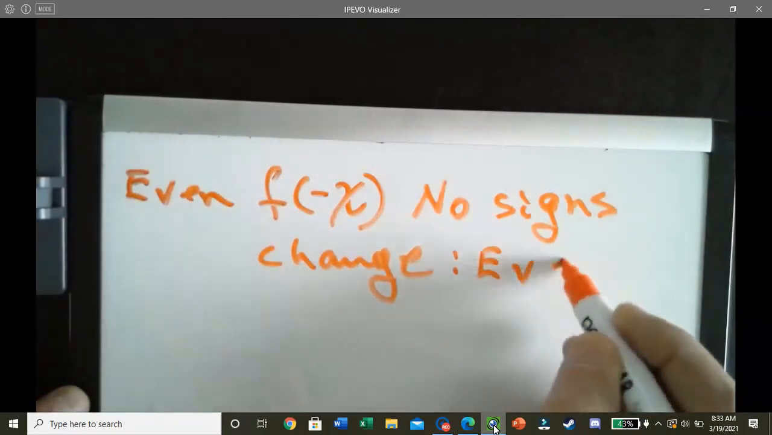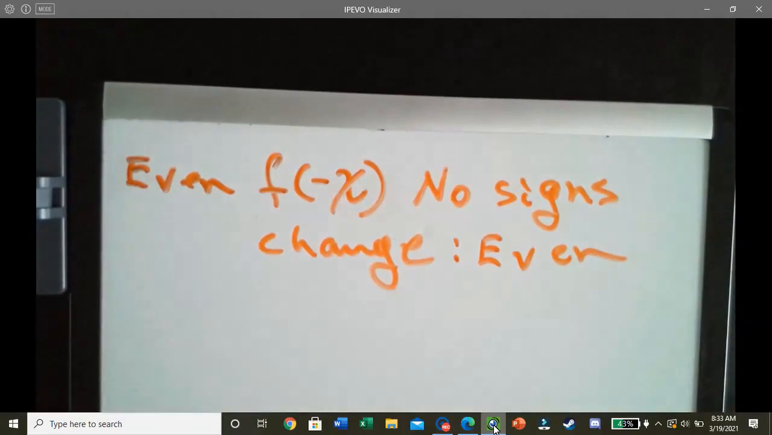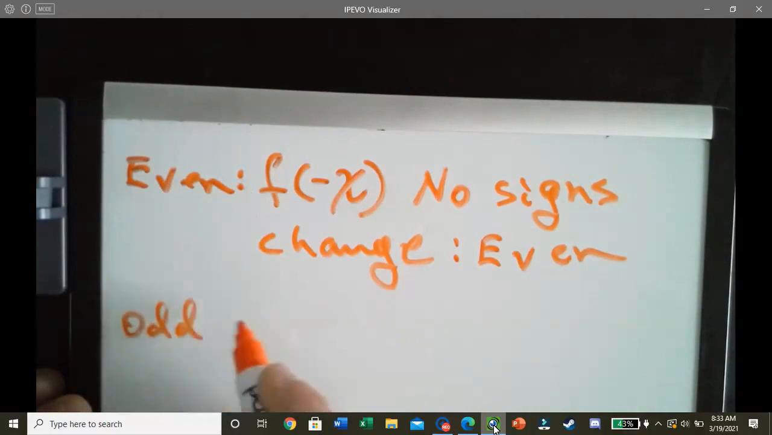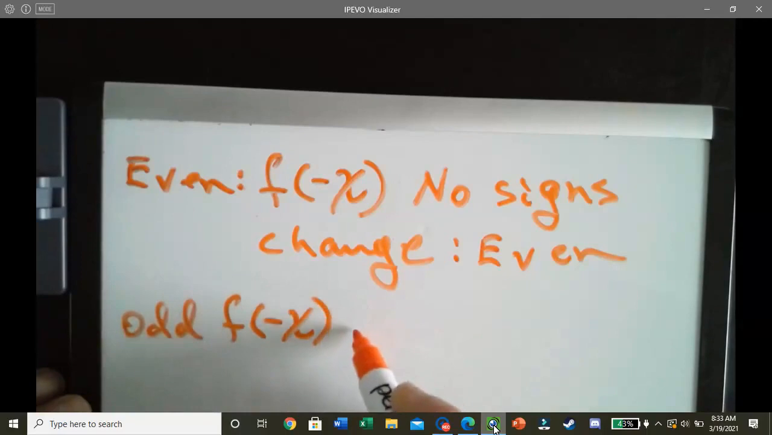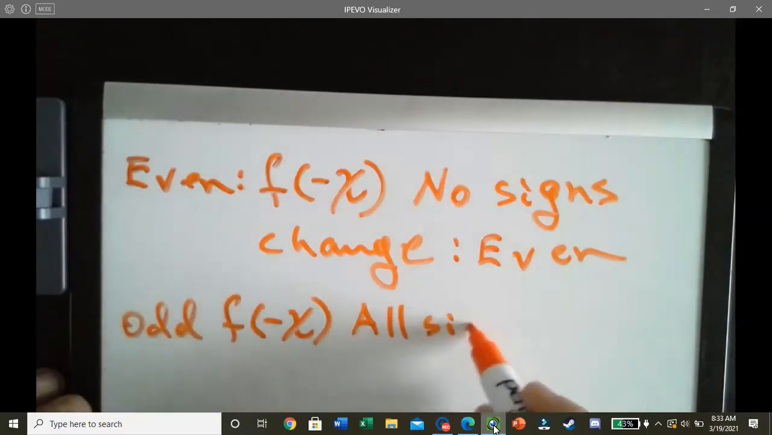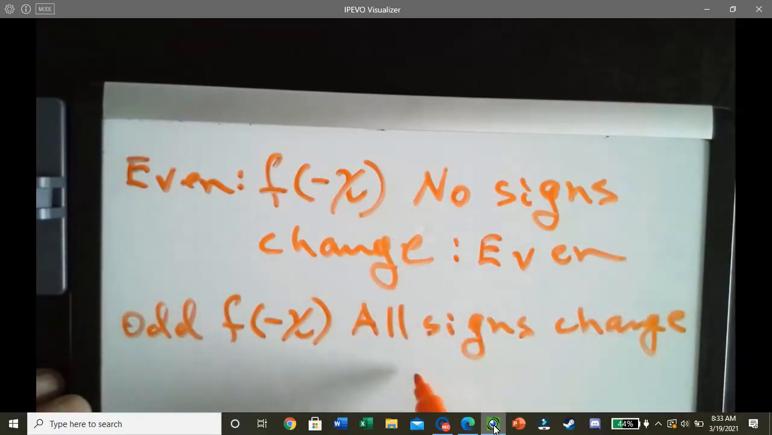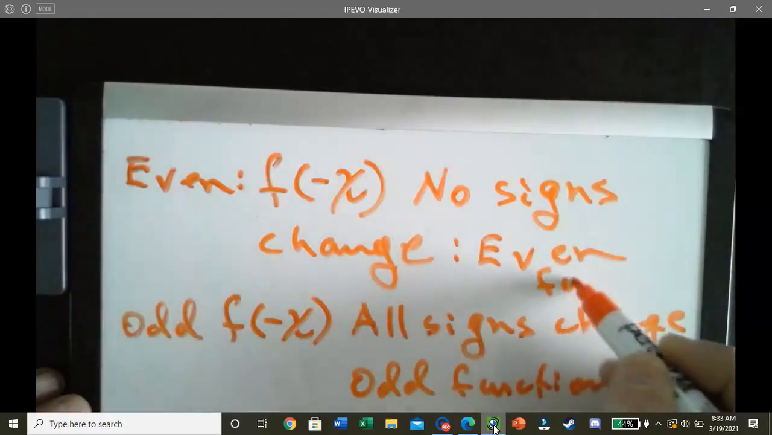What do you mean by sign? Yeah, if the signs in the function change. So that's even. Odd: if you substitute negative x into the function and all signs change, then the function is odd. It's an odd function. So this is an even function.